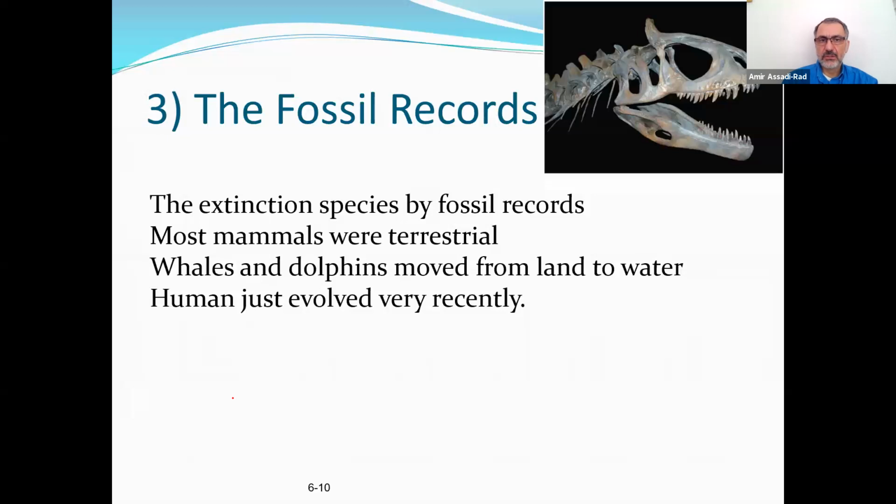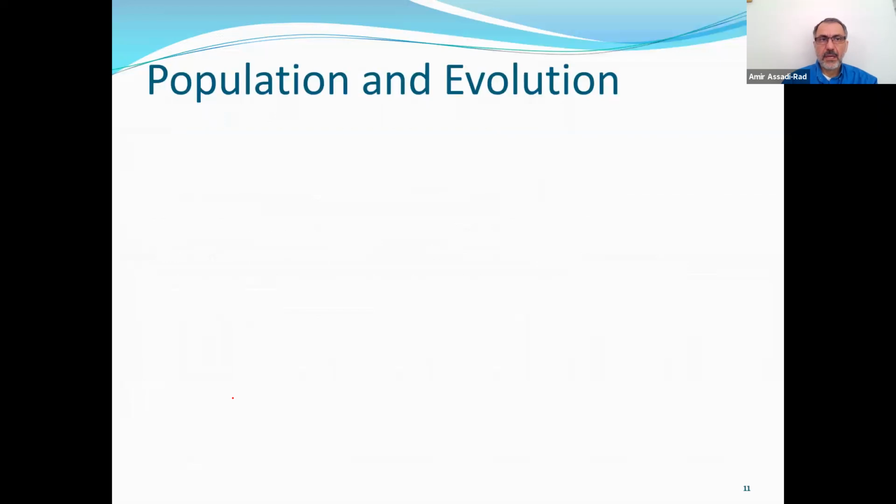When you get to zoology, I'll talk about microevolution and macroevolution. Most mammals were terrestrial, so some kind of natural selection occurred. Whales and dolphins moved from land to water, because of some kind of natural selection, you're not sure. Okay, humans just evolved very recently, and we came to Mother Earth very recently. We have not been here for a long time.